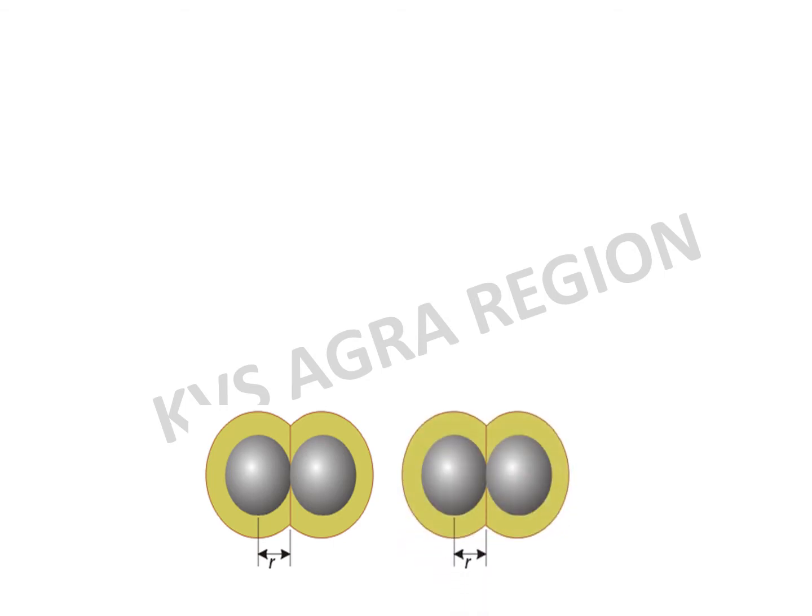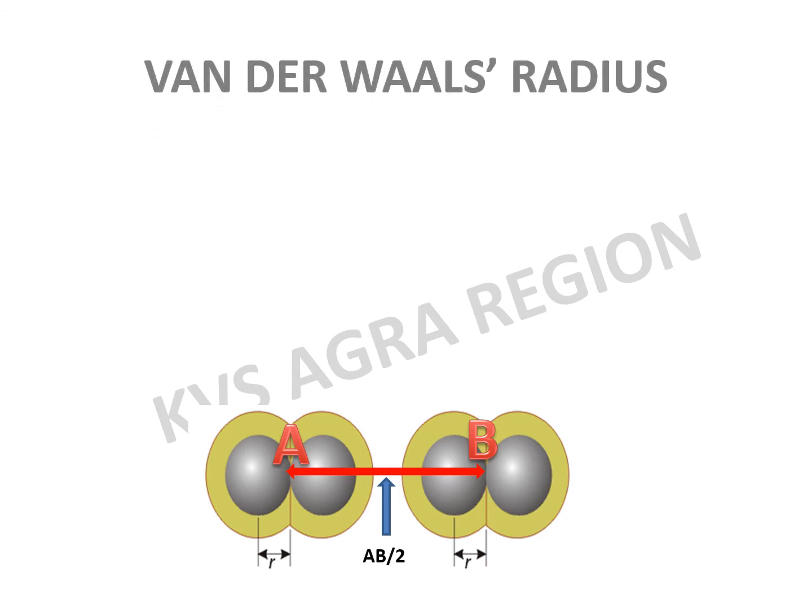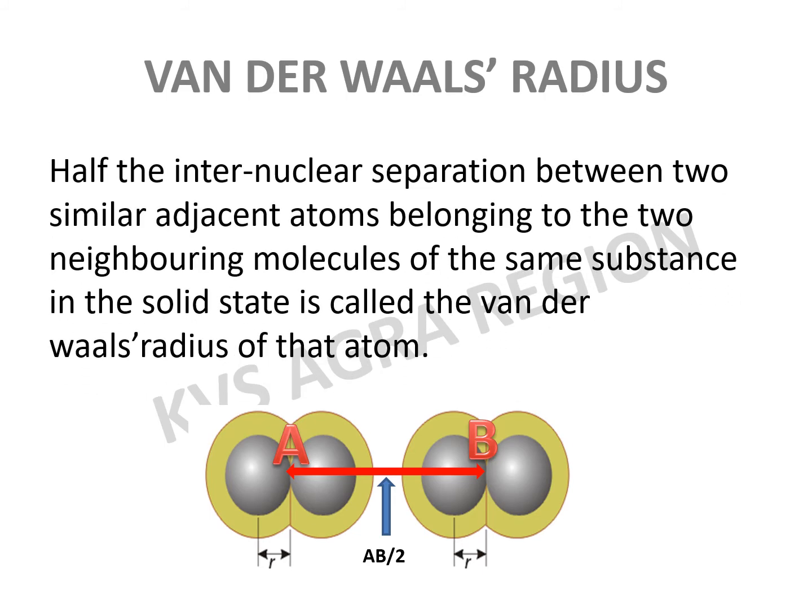This is one covalently bonded molecule. This is another covalently bonded molecule closer to it. The distance AB is the internuclear distance between the covalently bonded molecules in close vicinity to each other, and half of this distance, that is AB by 2, is known as van der Waals radius. Hence, half the internuclear separation between two similar adjacent atoms belonging to two neighboring molecules of the same substance in the solid state is called the van der Waals radius of that atom.